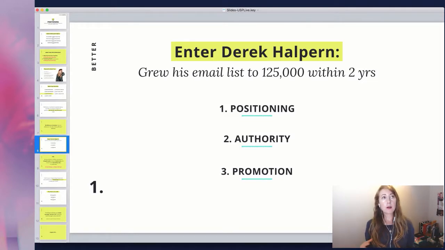This concept of transfer authority we can apply to our business by doing things like guest posts, or by getting people that already have some established authority to mention us or share our work with their followers.